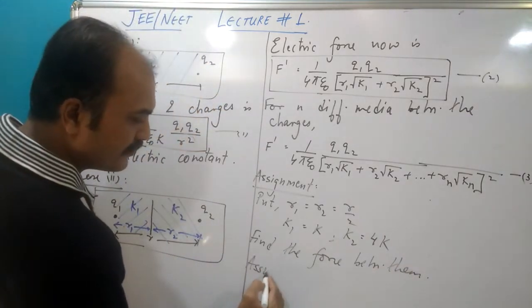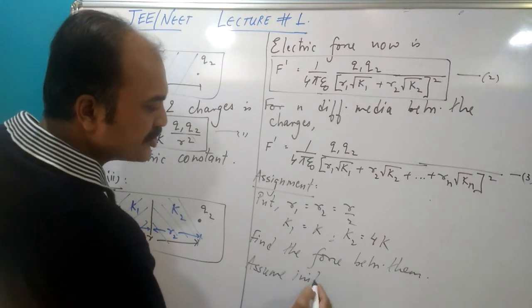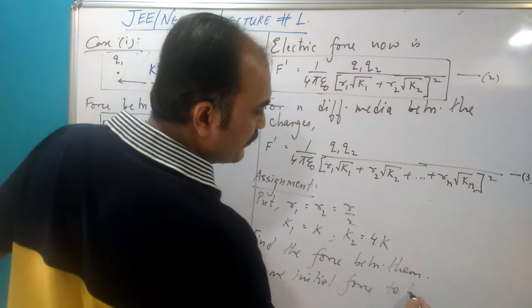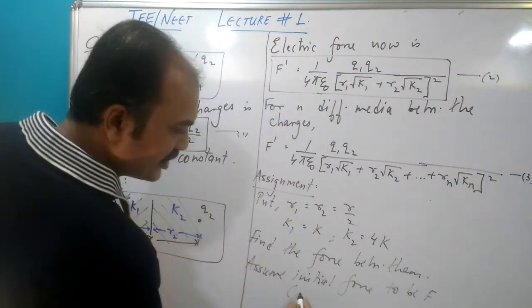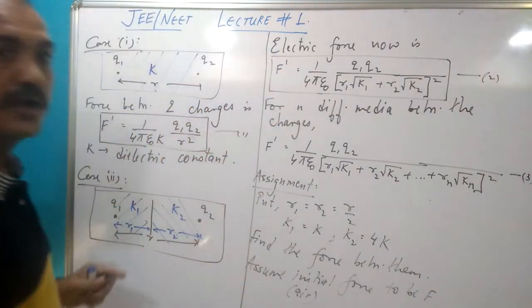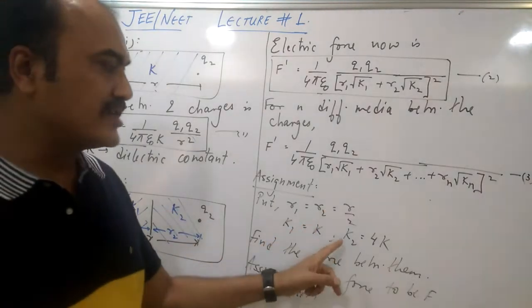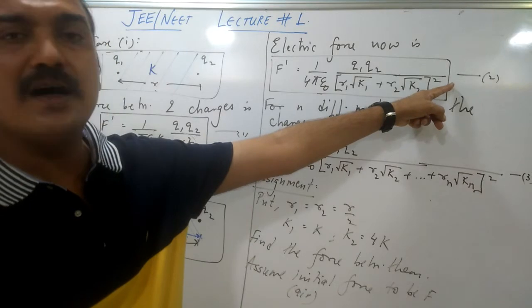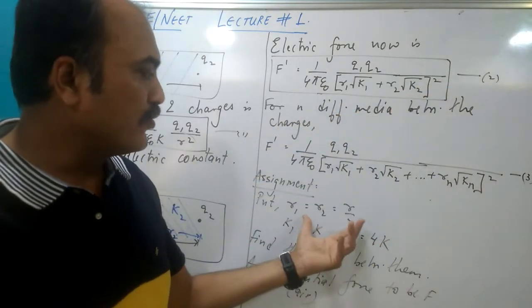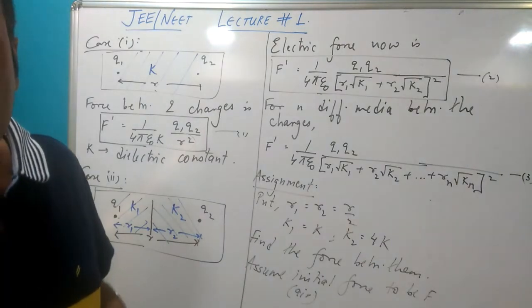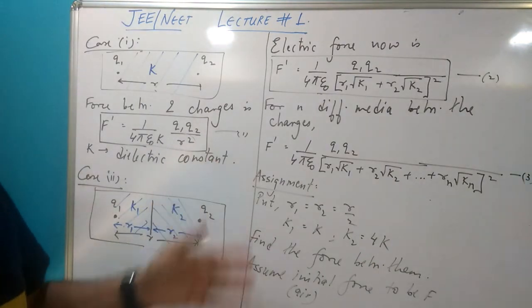Assume initial force to be F. That is, initial means force in air to be F. So this is how I want you to do this. I want you to use equation number 2. I want you to put this data and find the answer to this sum. And then you will be able to find out.